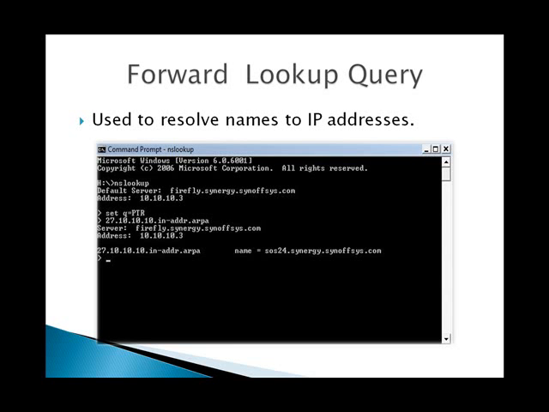Right here is what's called a forward lookup query. If you know how to use the command prompt, which most people do, you can type in the nslookup feature, and it'll actually show you the IP address, which you can see in this example right here. This is a screenshot of the CMD command that I used.